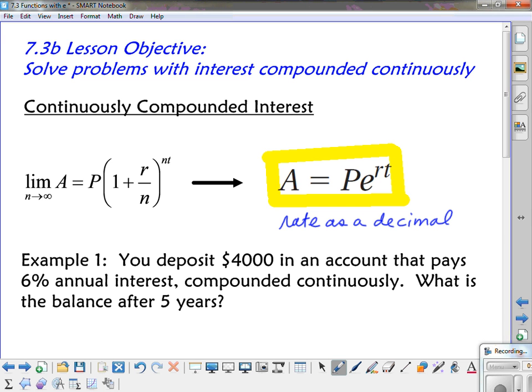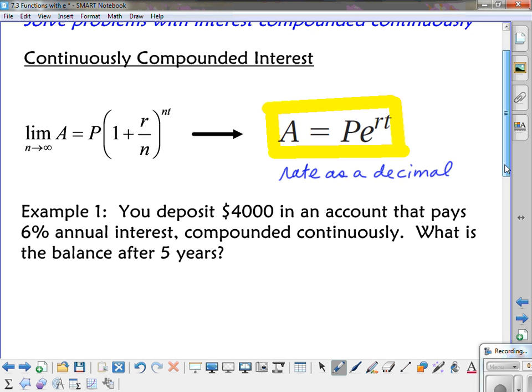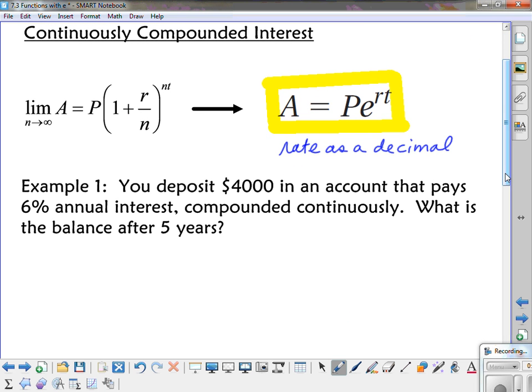So continuously compounded is like an abstract concept. It's not something we can think of in terms of how many times a day you're compounding it; it's just being compounded infinitely. So we can use this formula to figure out how much it would be if it was compounded continuously. For example 1, we're going to deposit $4,000 into an account and it pays 6% annual interest compounded continuously. What's the balance after 5 years?